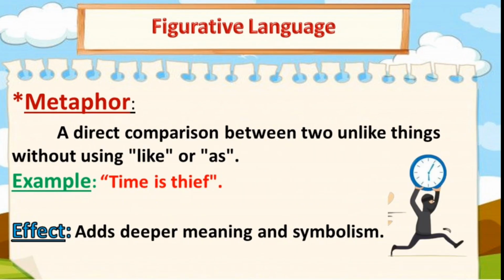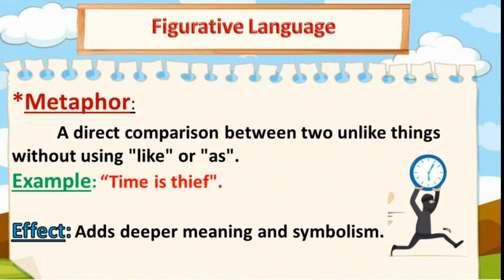Next figurative language device is metaphor. Here, in metaphor, a direct comparison between two unlike things is done without using like or as. As we have seen in the simile, the comparison of two unlike things was done by using like or as. In the same way, in metaphor, we compare two unlike things but without using like or as. Now we'll see the example.